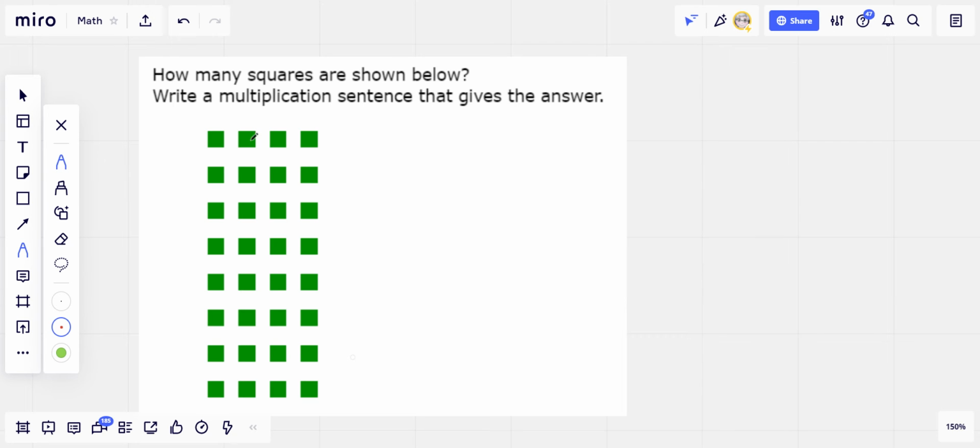So again, we're going to follow that same procedure where we count how many there are in a row. 1, 2, 3, 4. Okay, and then we count how many rows, and that's what we multiply by. 1, 2, 3, 4, 5, 6, 7, 8. All right, so there are 8 rows, and we've got to multiply 4 times 8.